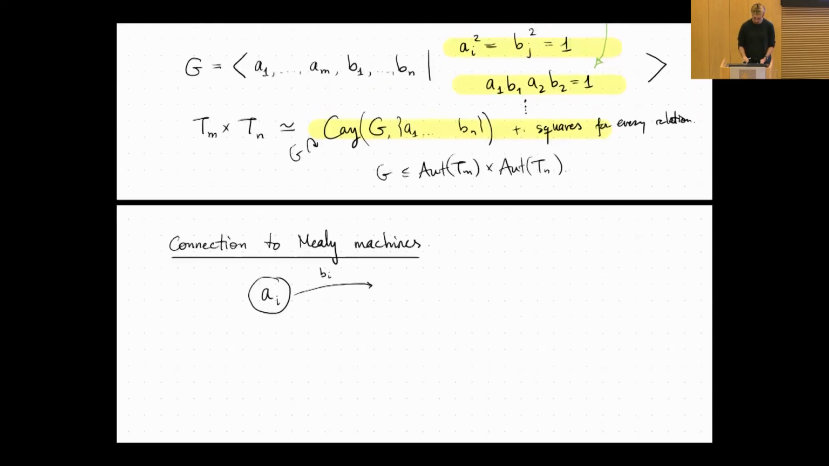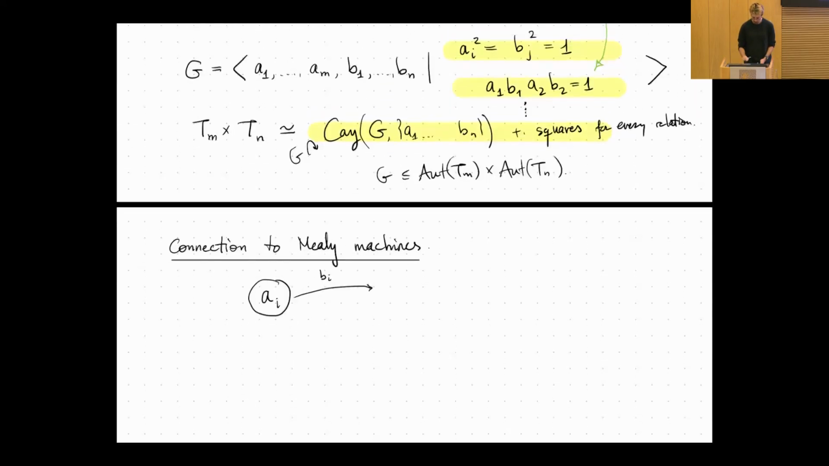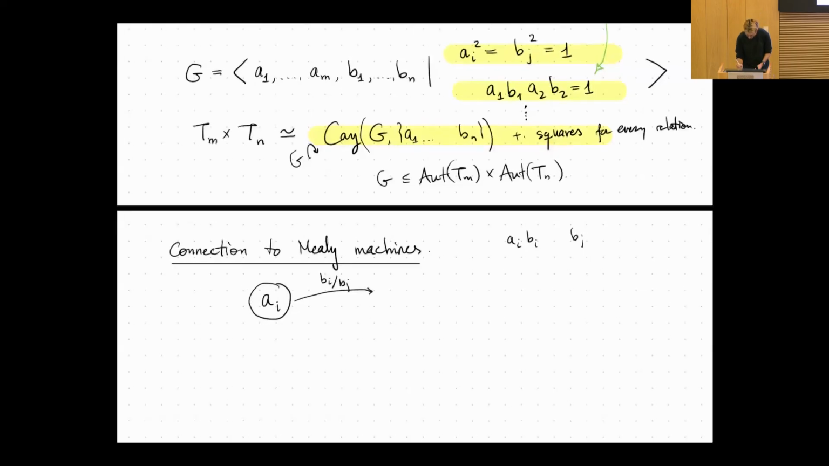And what does it output? So whenever at A_i you read B_i, you output B_j exactly when B_i and B_j are in relation with A_i, okay? So there's some A_j somewhere. And that's exactly the state to which you arrive. Okay? So this gives a Mealy machine.